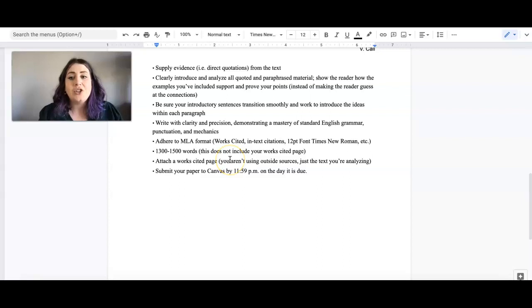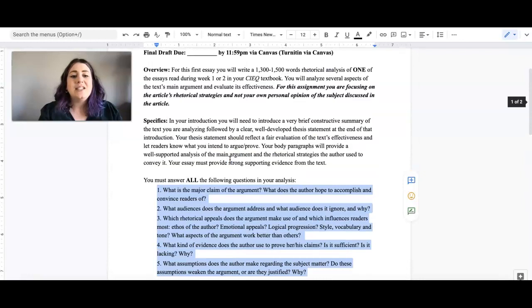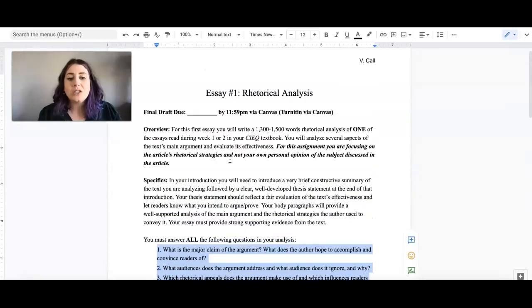Attach a works cited page. Your works cited is only going to include your single source that you're referring to, right? You are not going to bring in outside sources for this first essay. We are just analyzing that text really deeply, okay? And then you're going to submit your paper via Canvas. The essay needs to be 1300 to 1500 words.